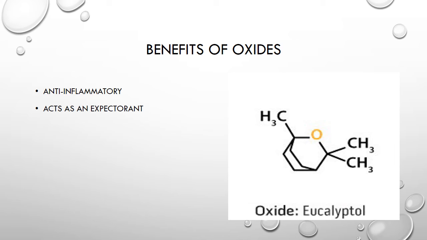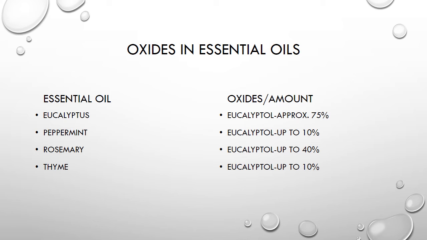And this is an example of an oxide in this picture that is found in essential oils. And in this case, you see the oxygen atom, but it's in a ring structure. These are some specific examples of oxides that are found in essential oils. The essential oils that are on this slide include eucalyptus, peppermint, rosemary, and thyme. And as you can see, it's the same oxide that was mentioned on a previous slide, but it's in different amounts depending on the essential oil.